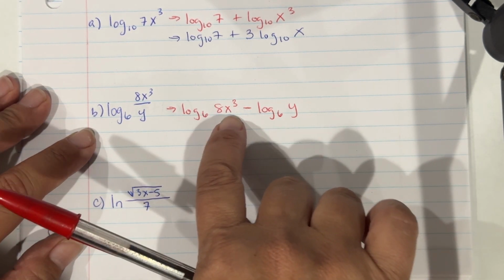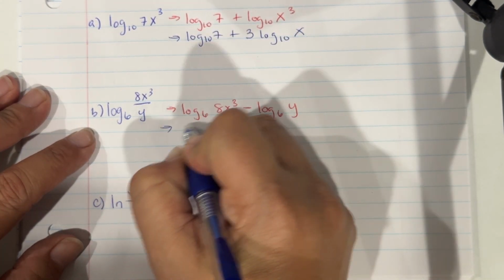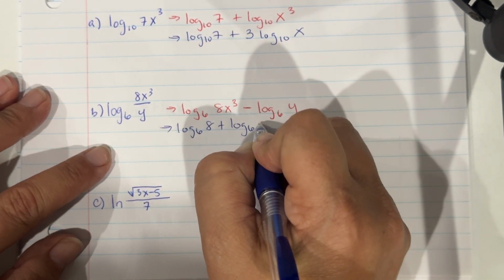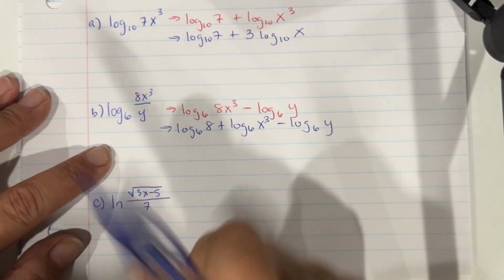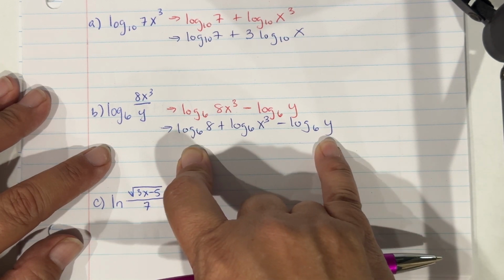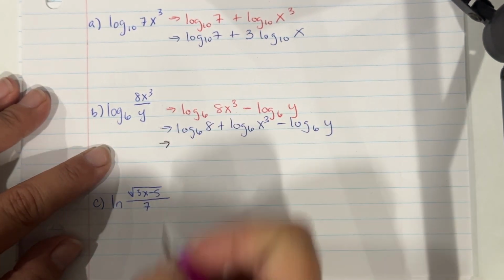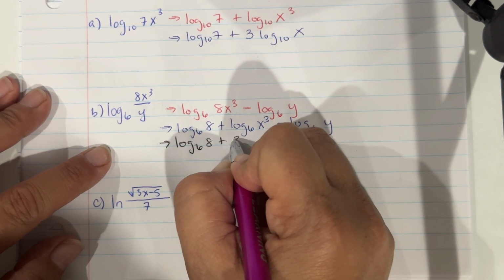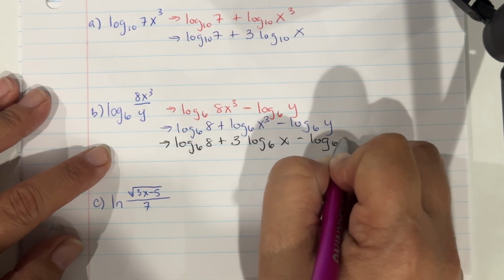The first one has a multiplication property going on with products, so now we have to split those. So we're going to say log base 6 of 8 plus log base 6 of x cubed, minus log base 6 of y. The last thing to do, notice that the front and the back end are already simplified, but the middle one has an exponent. So we need to finalize it by bringing the property down. So log base 6 of 8 plus 3 times the log base 6 of x, minus the log base 6 of y.